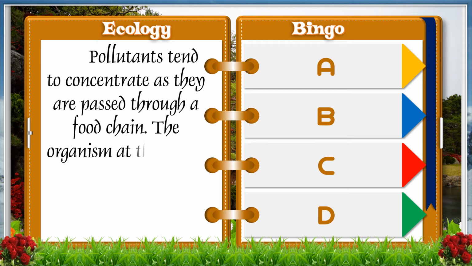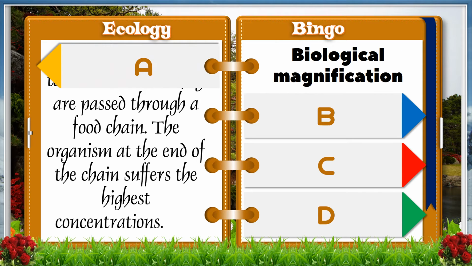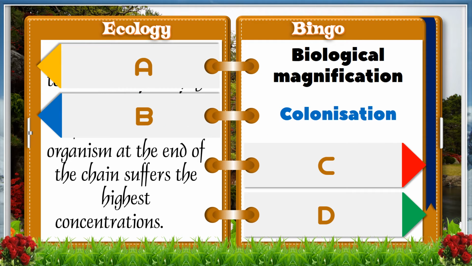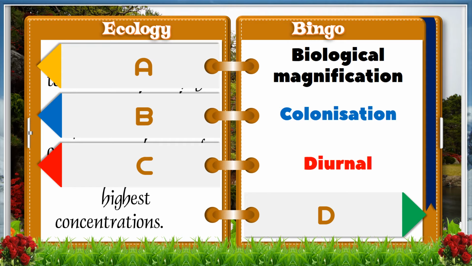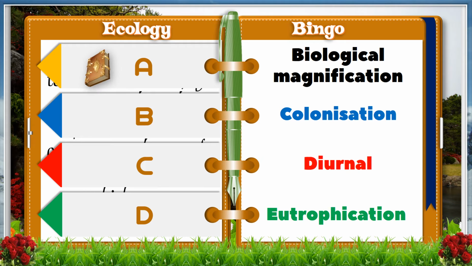Pollutants tend to concentrate as they are passed through a food chain. The organism at the end of the chain suffers the highest concentration. A. Biological magnification. B. Colonization. C. Diurnal. D. Eutrophication. The answer is A, biological magnification.